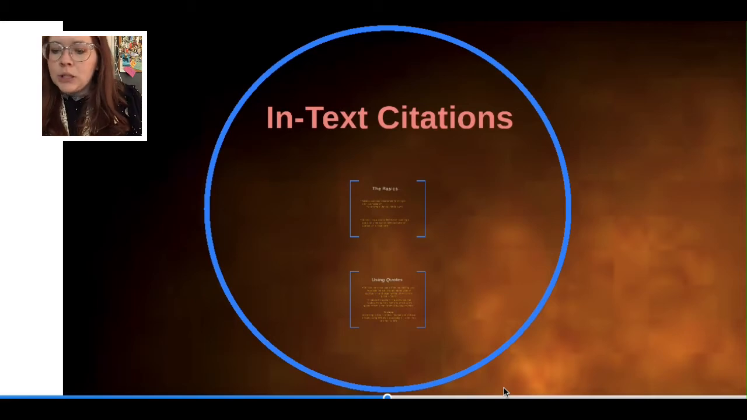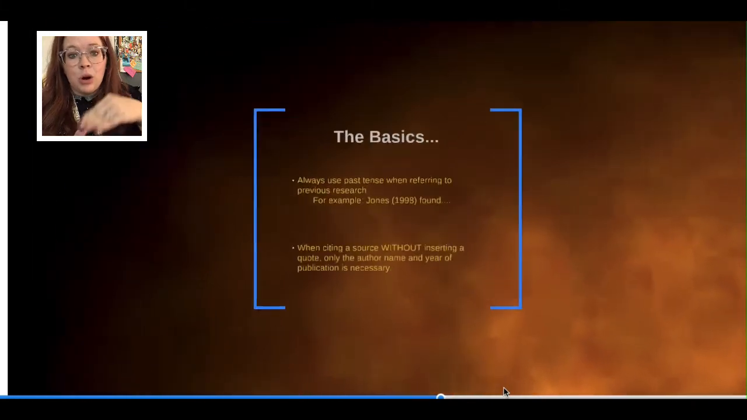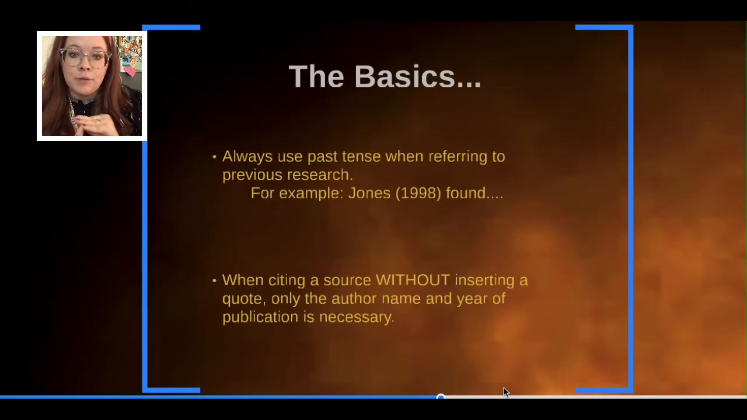Okay, so let's talk about citations that will be in the text. That means when you're summarizing something, you might have a direct quote, and those you always have to have a citation after them in the text that you're typing. So you're always going to want to use past tense when you're talking about something. So for example, you can say, John found this chemical in 1899 or something like that. It has to be past tense.